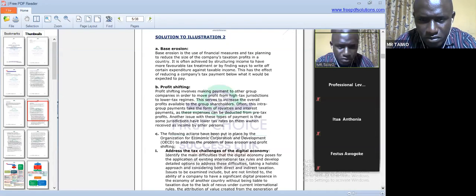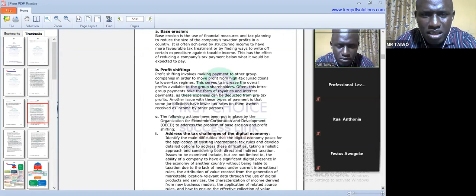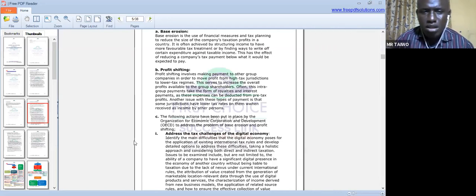Now, the first. According to the OECD, one of the techniques, or one of the ways of combating this menace of multinationals' BEPS, is addressing the challenges of the digital economy.